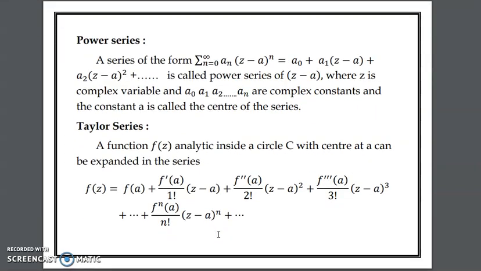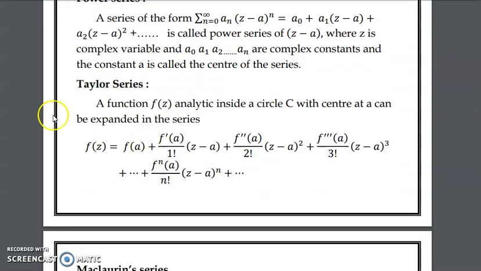Next, power series. A series of the form summation n = 0 to infinity of a_n (z - a)^n, which is equal to a_0 + a_1 (z - a) + a_2 (z - a) the whole squared plus etc., is called a power series in z - a, where z is a complex variable and a_0, a_1, a_2, etc. a_n are complex constants, and the constant a is called the center of the series.